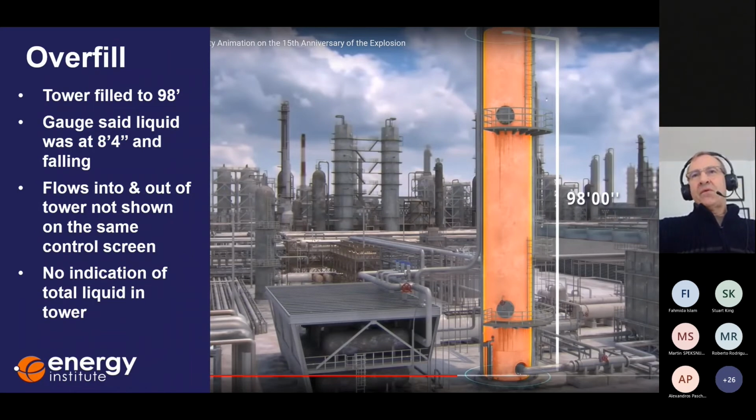Also, obviously there's the mimics of this process, but on no single screen was the flow in and out of the tower shown on one screen, which might help you realize there's more going in than coming out. You had to look at different screens, switch between different screens to see the inflow and outflow. And no indication of total volume of liquid in the tower either. So again, the operator unaware of the level, unaware of the flow, unaware of the position, because of the poor interface design and the poor instrumentation.